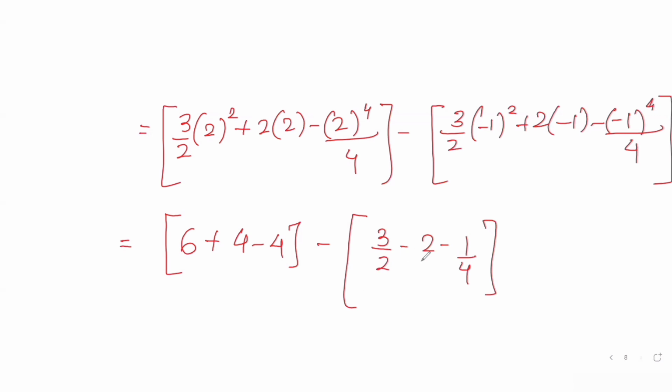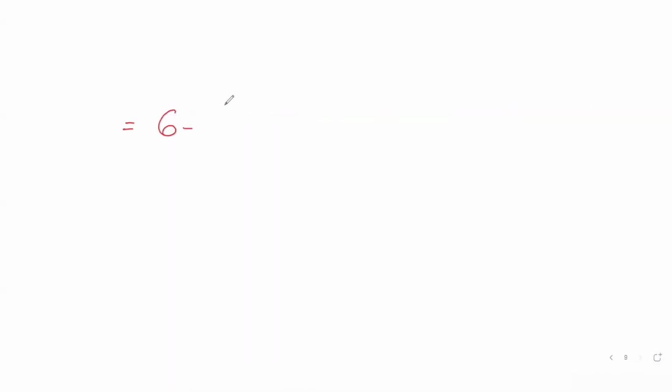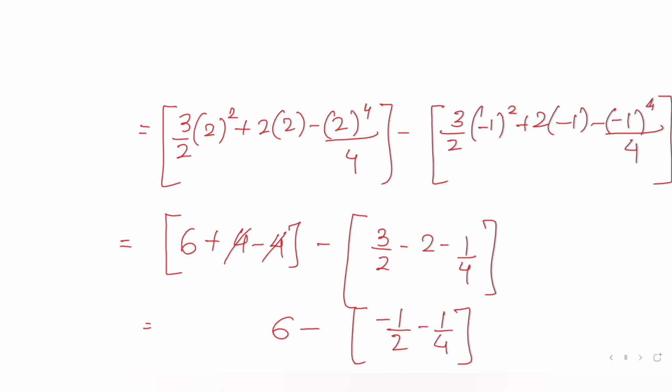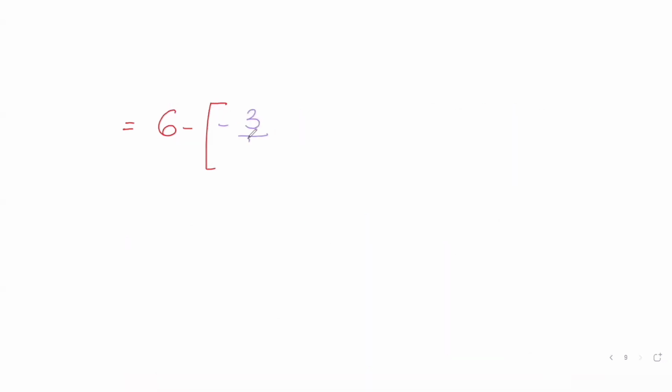So you get 1.5 minus 2, which is minus 0.5 or minus half, minus 1 by 4. And the first part becomes 4 minus 4, 0. So 6 minus this. So you get 6 minus half. If I take the same denominator here, I'll multiply by 2. So minus 2 minus 1. So you get minus 3 by 4. So you get 6 plus 3 by 4. That is 24 plus 3, 27 by 4.